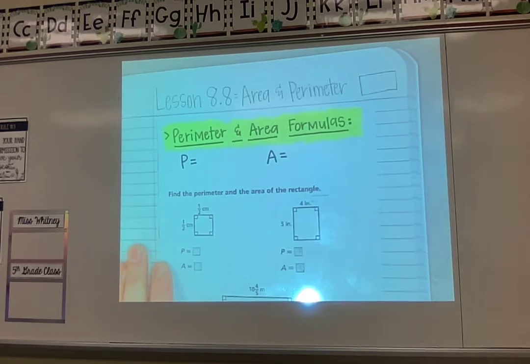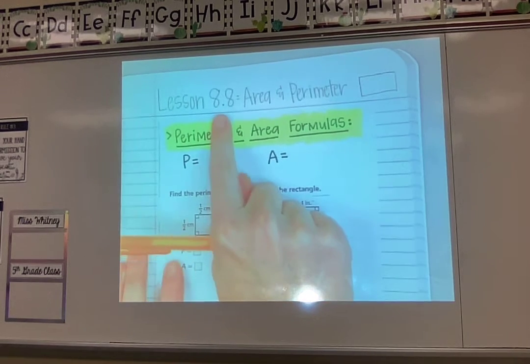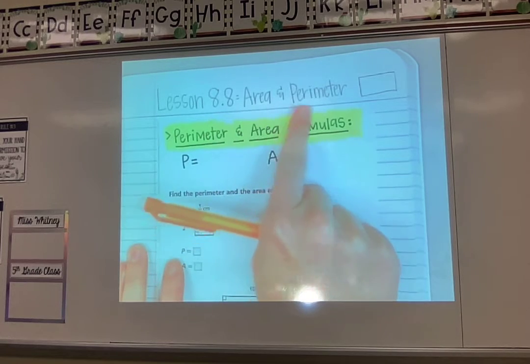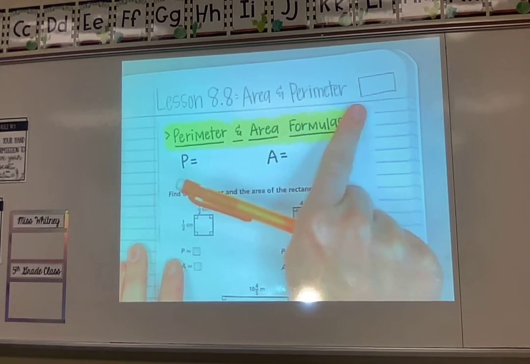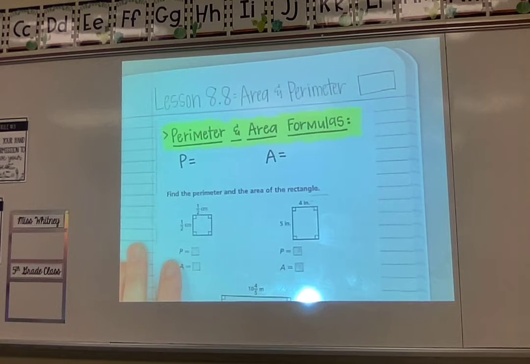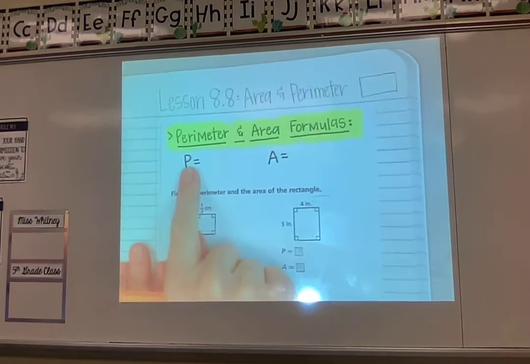Hi, fifth grade. Today in math, we did lesson 8.8, and it is over finding the area and perimeter of rectangles. First, we need to know what area and perimeter mean, so let's start with perimeter.